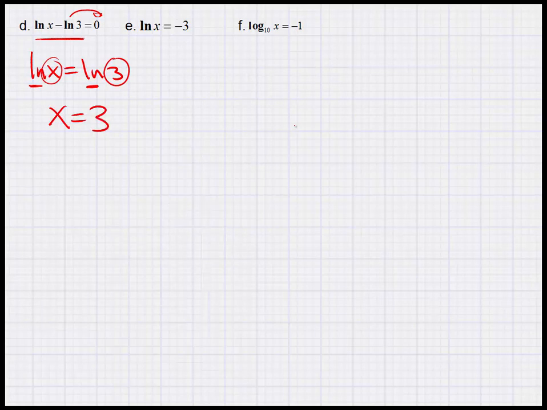Again, that's not going to work out so well all the time. It has to be a very nicely set up equation for that one-to-one to work. So most of the time you're going to be using the inverse property. Now the inverse property we'll use for these two.